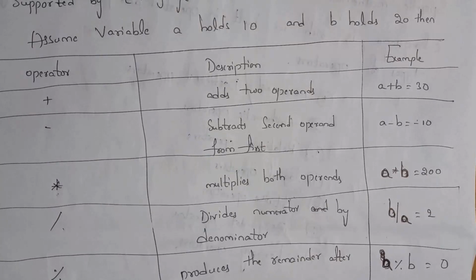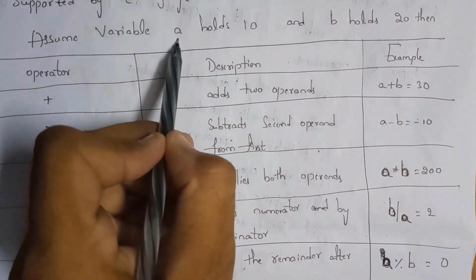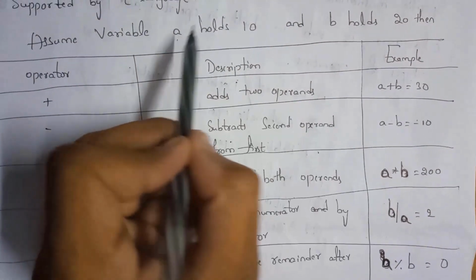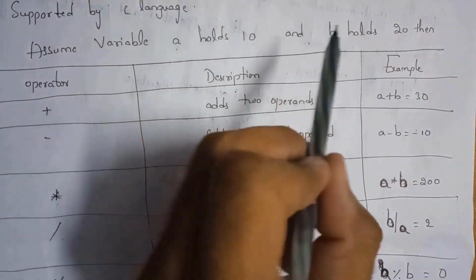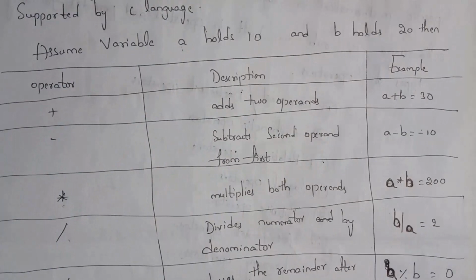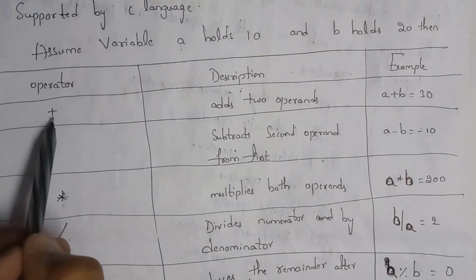Let us consider two variables. One variable name is A and another variable name is B. A holds value 10 and B holds value 20. We can call this A and B as operands. The first arithmetic operator is addition. We use the symbol plus.